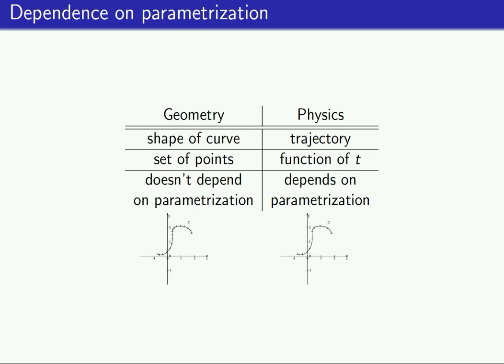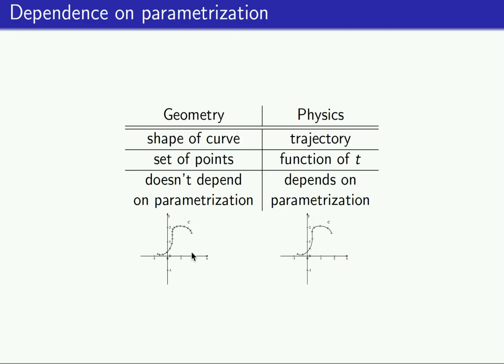So there's one last thing I wanted to talk about, and that has to do with parametrization. So remember back in chapter 10, I talked about the difference between what I call geometry versus physics. Whenever you have a curve, there are two ways to think about it, especially if we're going to parameterize the curve. In geometry, we just care about the actual set of points, the shape of the curve. Whereas in physics, we actually care about when we are at different places.